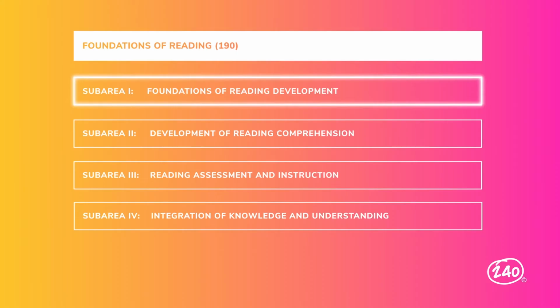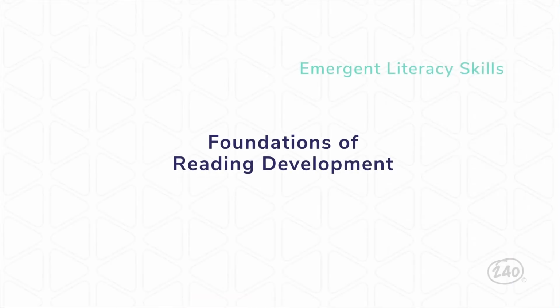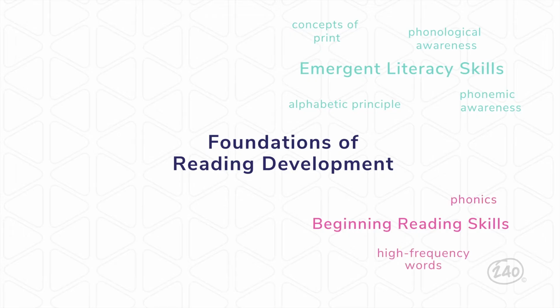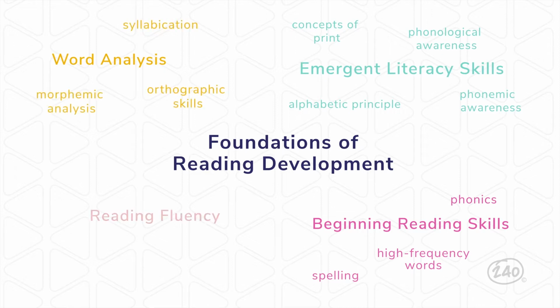Sub area 1 is called Foundations of Reading Development, and it's worth the largest portion of your exam at 35%. That makes sense because it covers everything you need to know about, well, laying the foundation for students to be successful readers. You'll see questions about emergent literacy skills, including phonological and phonemic awareness, concepts of print and the alphabetic principle, beginning reading skills, including phonics, high-frequency words and spelling, word analysis, including syllabication, morphemic analysis, and orthographic skills, and reading fluency at all stages of reading development.